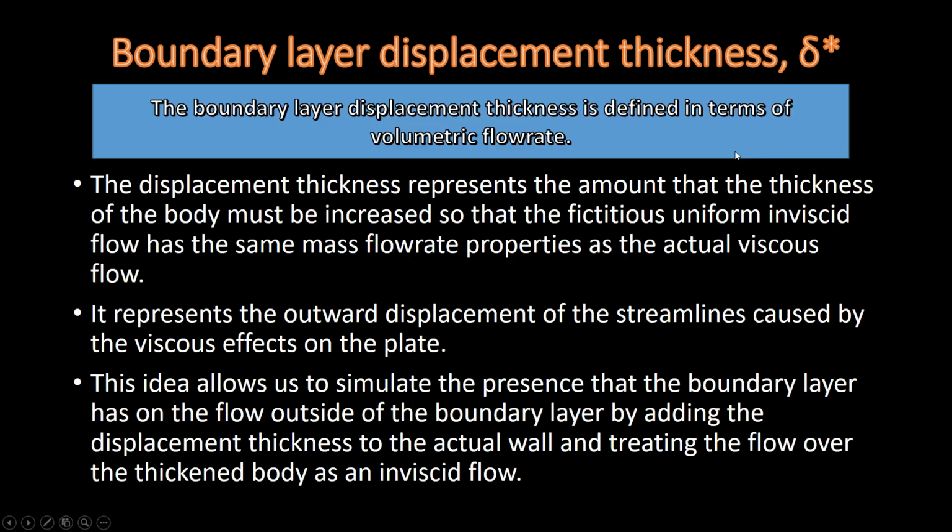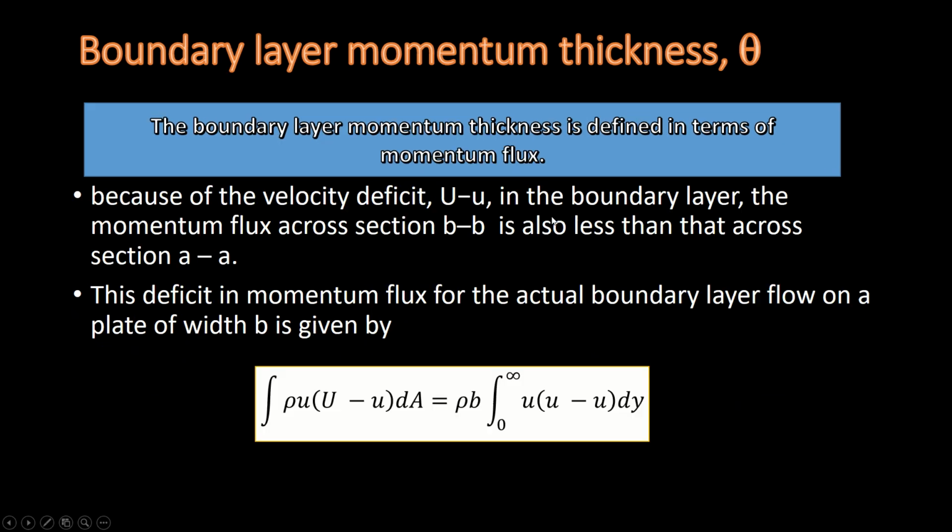Okay, and then the last one for the boundary layer thickness is about the boundary layer momentum thickness theta. Okay, so boundary layer momentum thickness is defined in terms of momentum flux. Because of the velocity deficit U minus u in the boundary layer, the momentum flux at cross section B is also less than that which occurs at cross section A.